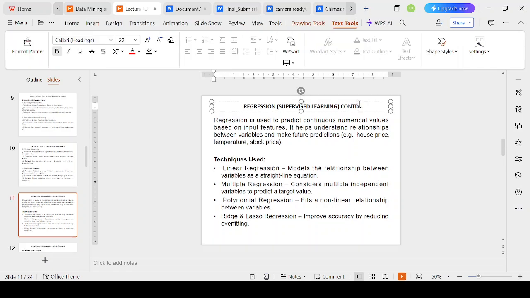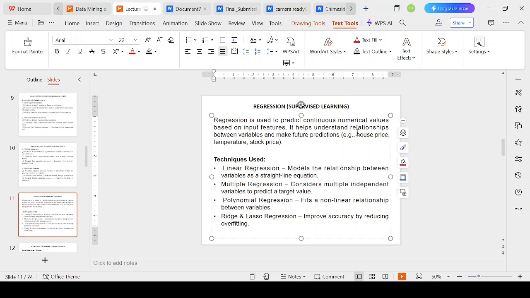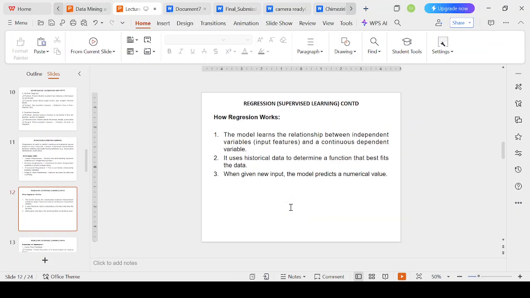So regression problem. Regression is used to predict continuous numerical values based on input features. It helps understand relationships between variables and make future predictions. Examples are house price, which is continuous data, temperature, stock price prediction. The techniques that can be used for regression problems are linear regression, multiple linear regression, polynomial regression, ridge and lasso regression, and all the regressions except logistic regression.